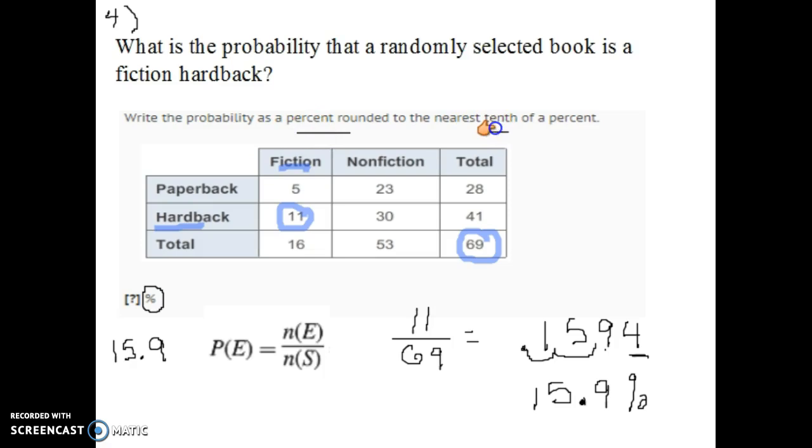Percent to the tenth. So you're going to multiply by 100 or move the decimal 2 places to the right. So that's going to be right here. For the tenth, that's 1 decimal place. So you're going to look here. It's less than 5. And so you'll leave it at 9. So 15.9, they already have the percent sign. So 15.9 is what would be entered in the blank.